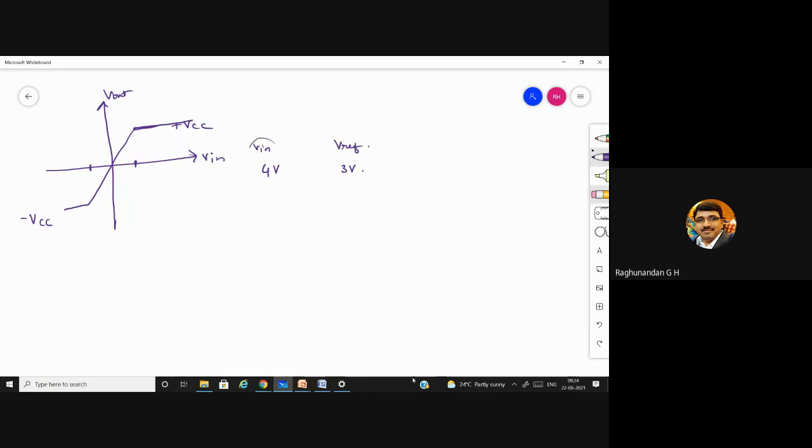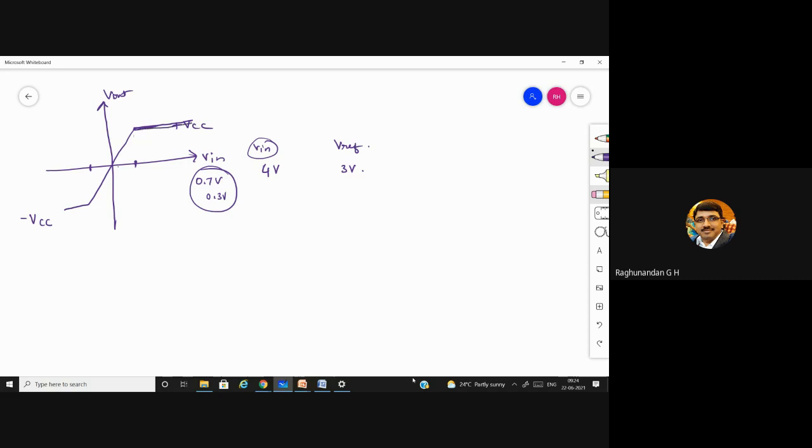But if V in falls below some threshold value, it might be some 0.7, 0.3, because these are all the drops which we are having inside the transistor. During that time, we cannot expect the comparator to compare them. So that's why we'll be having a linear curve here. Output and input will be following each other. There will be no fixed variations.